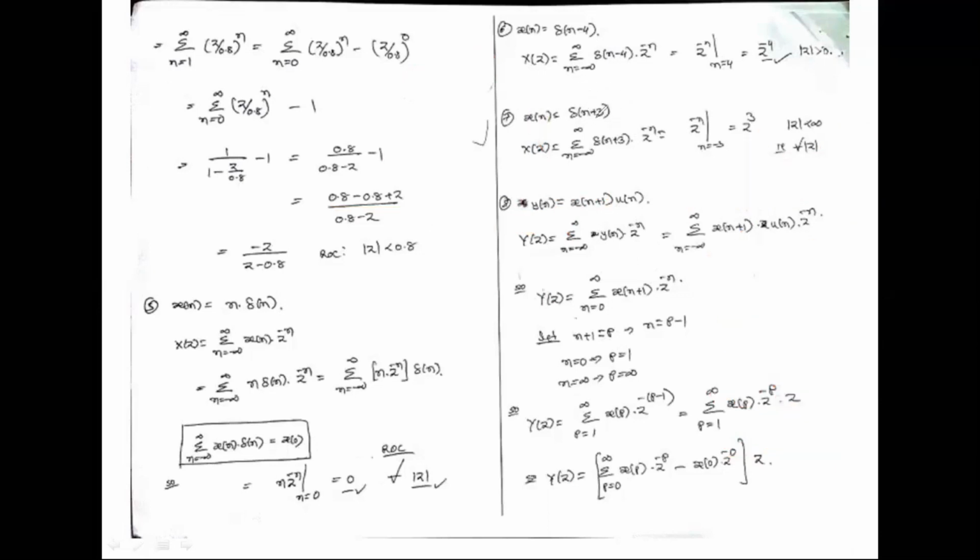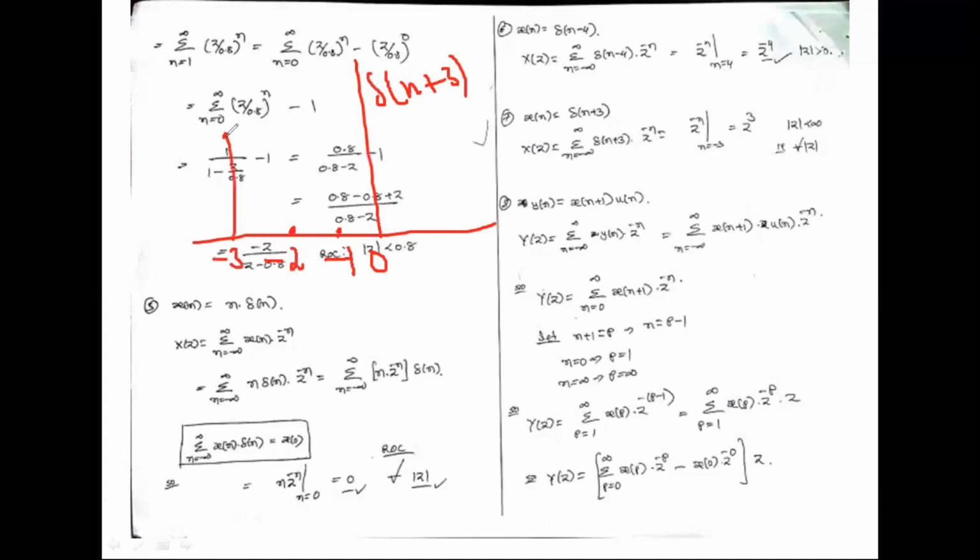Similarly, the delta of n plus 3. Delta of n plus 3, these also, n plus 3 means at n is equal to minus 3, towards the left side. You can see delta of n plus 3, plus means advanced function. Minus 1 is 0, minus 2 is also 0, and minus 3, the value is 1, because it is shifted towards the left side by 3 samples.